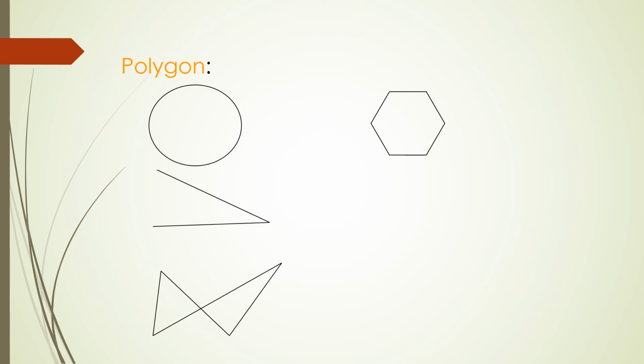Is this a polygon? Yes, it has sides, it has vertices, and it's closed. How about this one? Yes. Notice that the lines are not intersecting on the inside unless, of course, we extend them, which we have not in this picture, so it is a polygon.